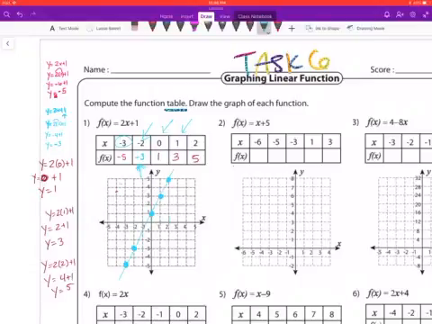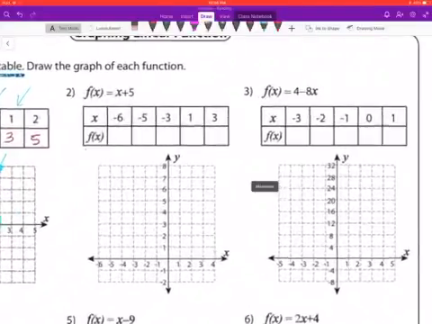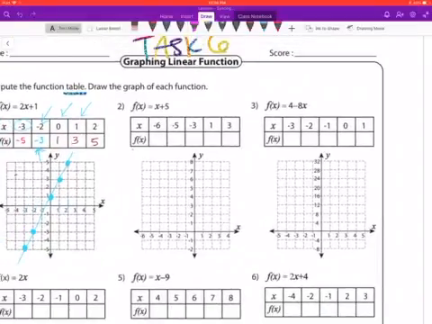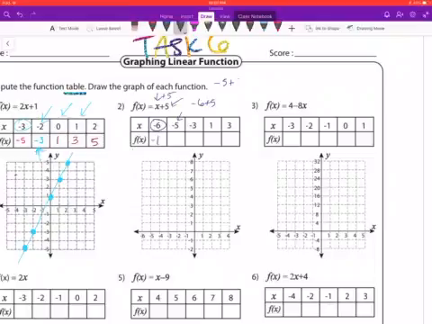Okay? So we're doing the exact same thing. If you want, you can do it in your mind, right? Take your x, add 5. So negative 6 plus 5 is negative 1. If you want to do the equation every time, you can. Next one, take negative 5 and add what? 5. 0. Okay, can you guys figure out the next 3?